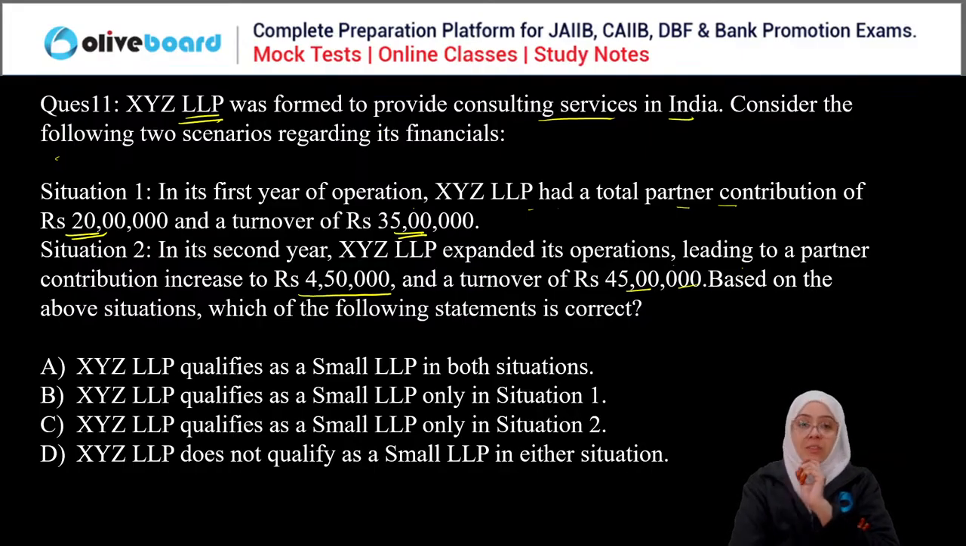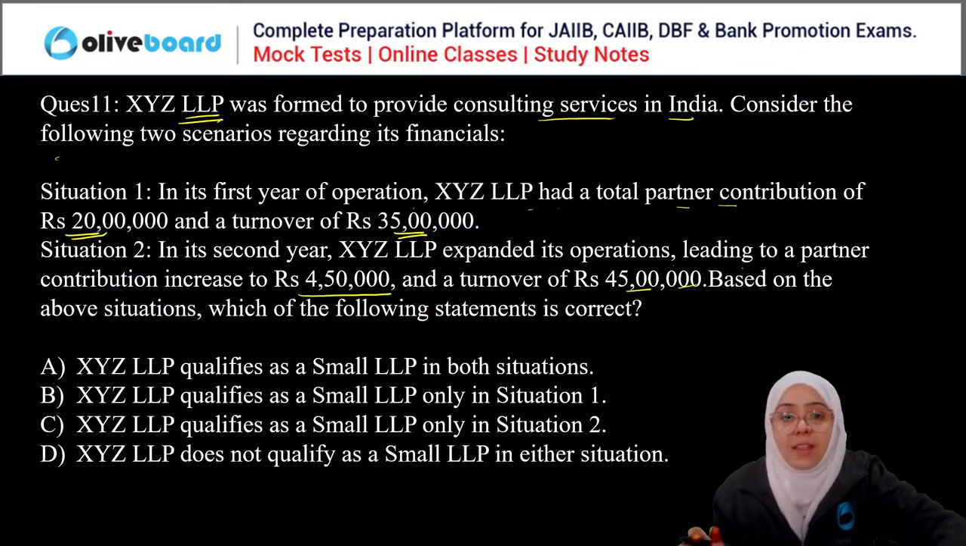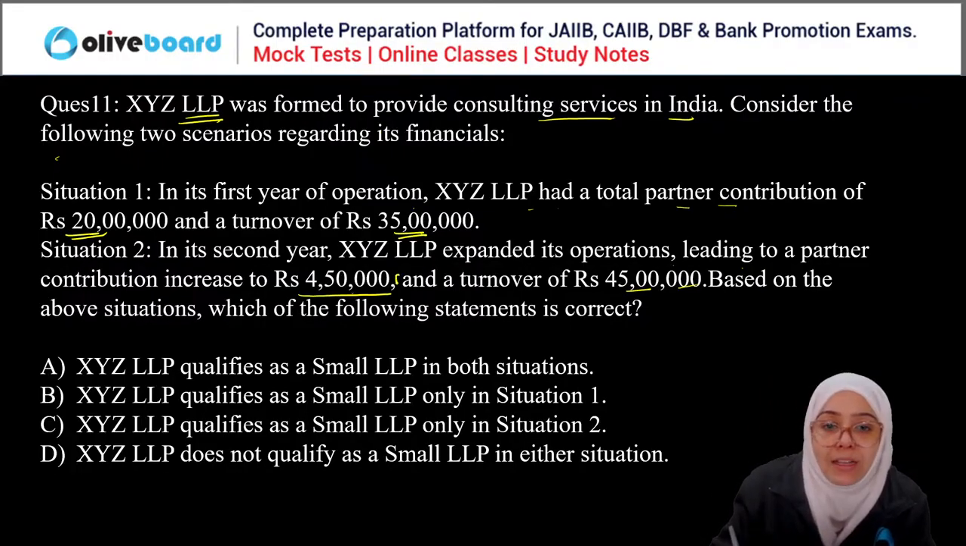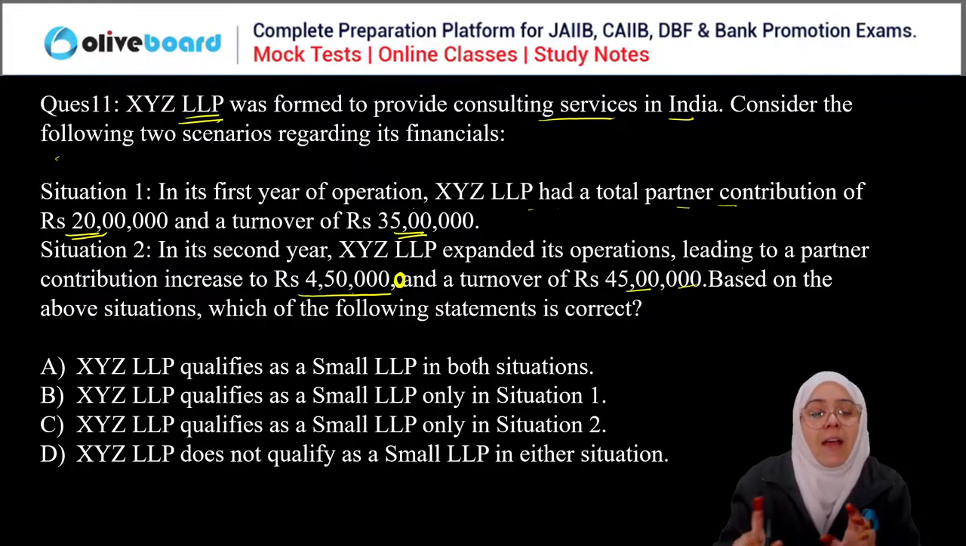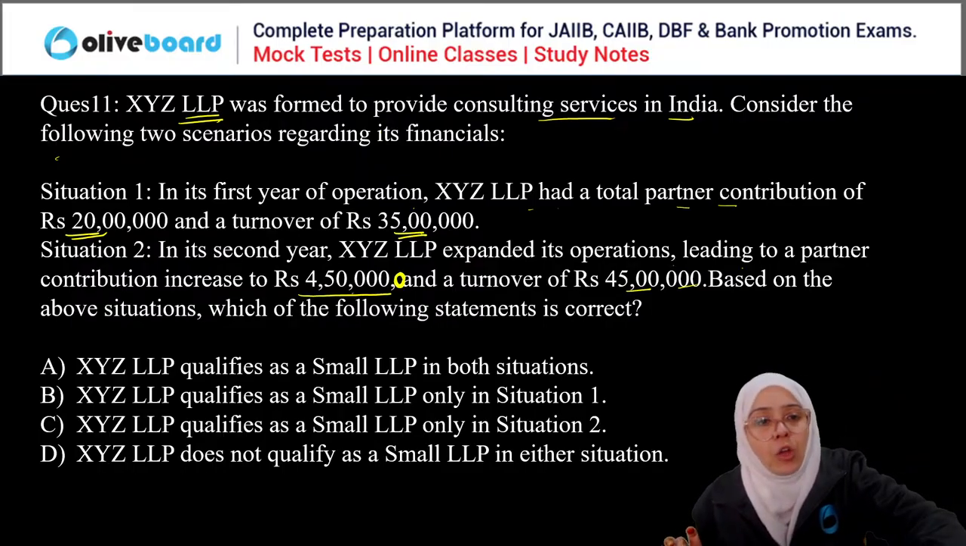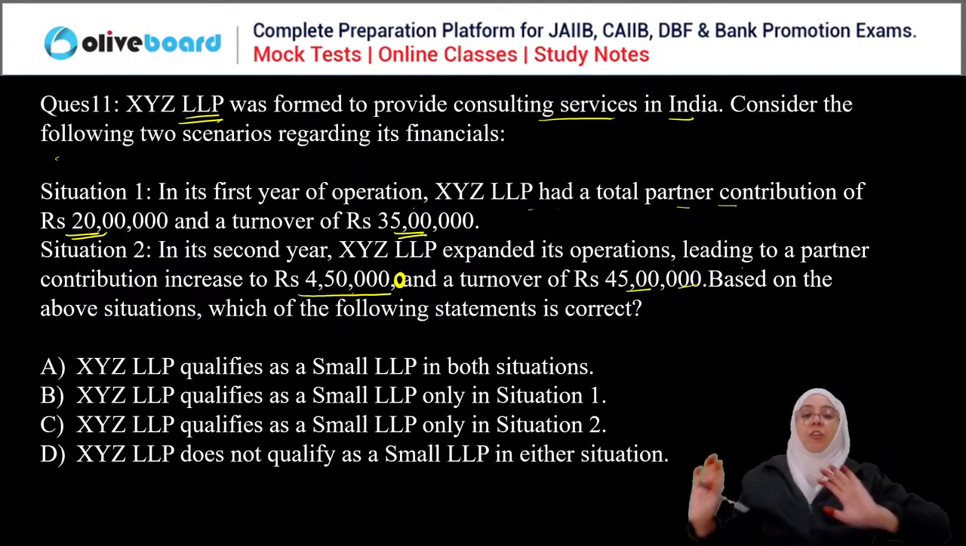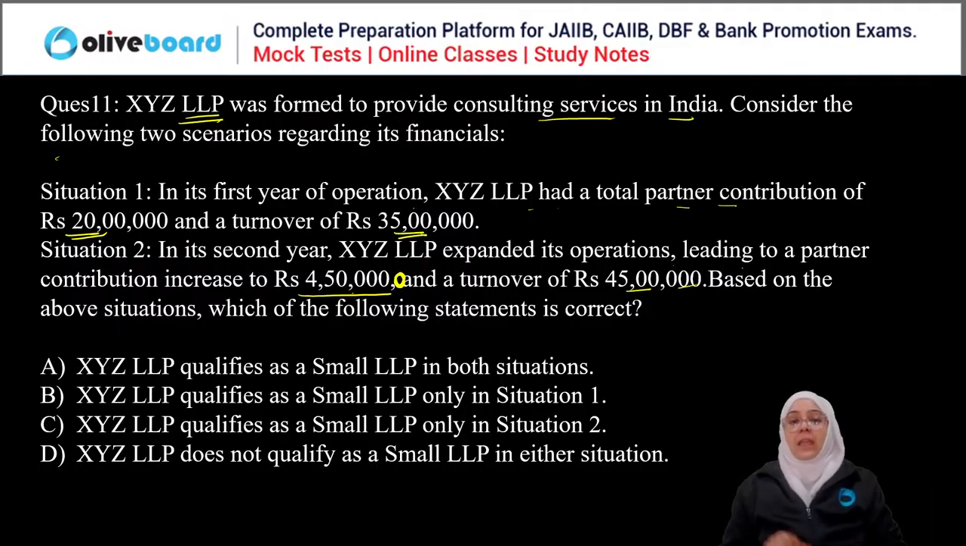In the second situation, see this. In the second year, the contribution, I think it is not 4 lakh 50, it is 45 lakh. You just see it is 45 lakh, right? Now, in the second year, if XYZ has expanded its operation, the contribution increased to rupees 45 lakh.